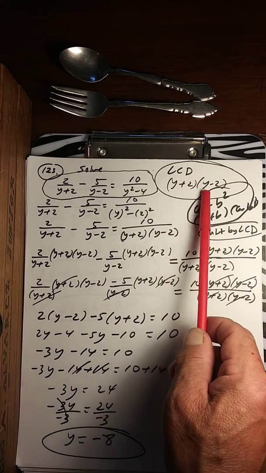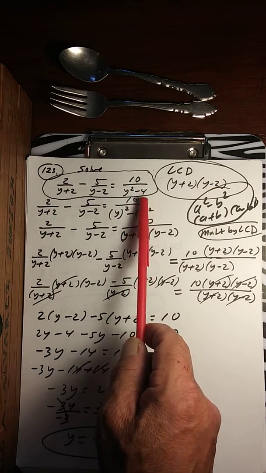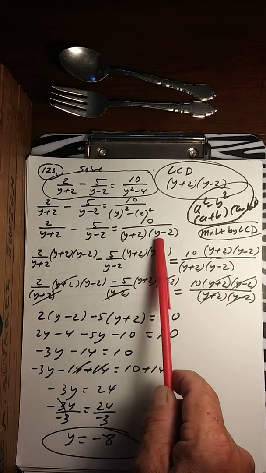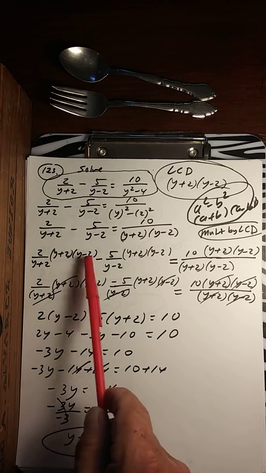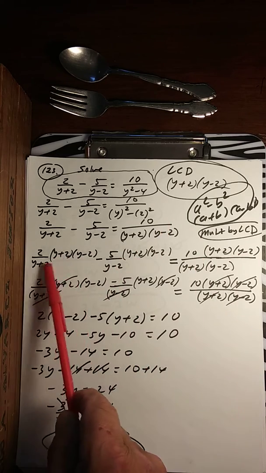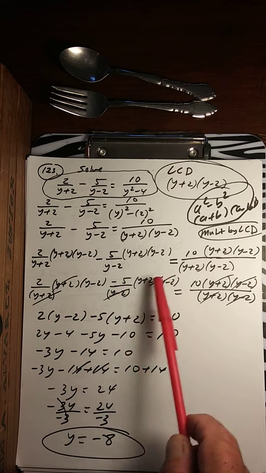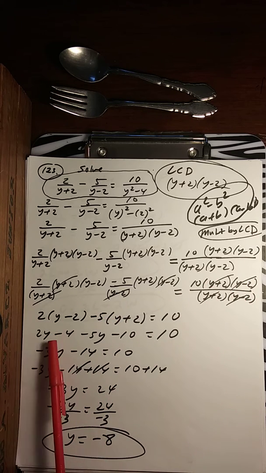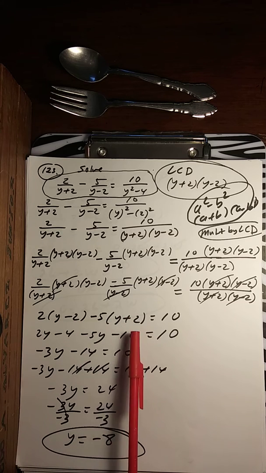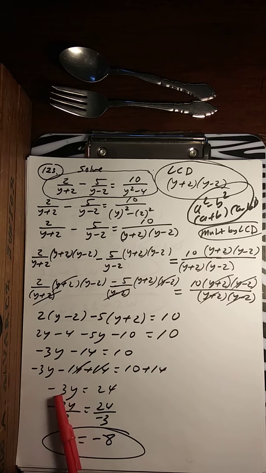This one, the LCD is y plus 2, y minus 2. Okay, because this one you can factor here. y squared minus 2 squared, which is going to be this. And you're going to have the LCD as that. So now, multiply each term by y plus 2, y minus 2. Some of it cancels out right there. Boom. So you have 2 times this. This cancels out. You have 5 times this. And these completely go away. So you have 10. So we have this times this is 2y, -4, -5y, and 10. Put them together. You have -3y, -14 equals this. Add 14, add 14. -3y is 24. Divide by -3, divide by -3. So y equals -8.